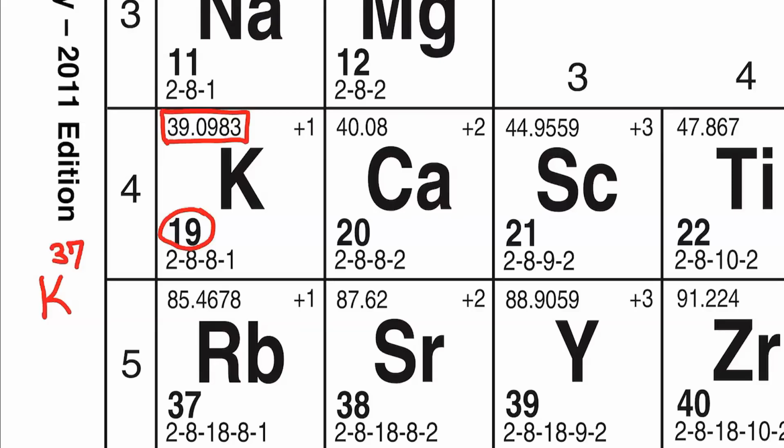39 minus 19, of course, would give you the 20. All right, but that's not what they're asking. They're asking for 37. They're asking for the particular isotope, potassium-37. It's still 19 because to be potassium, you have to have 19 protons. Okay, here is the subtraction. So there is what we do there.